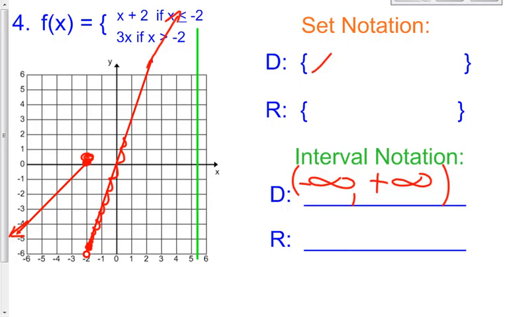So for set notation, we say x such that x belongs to all real numbers. All right, now for my range.